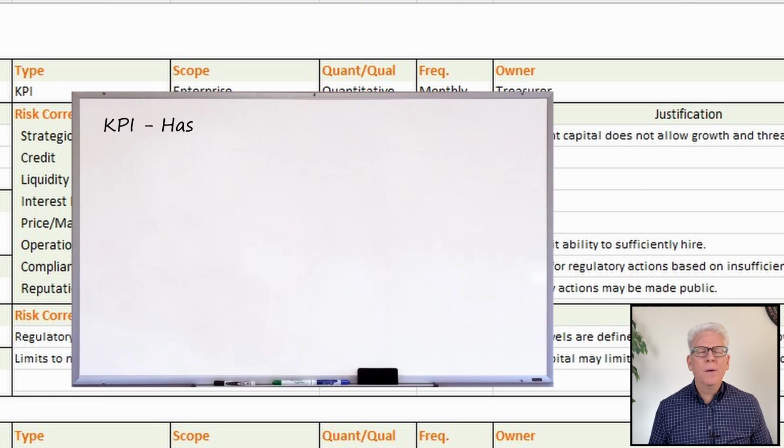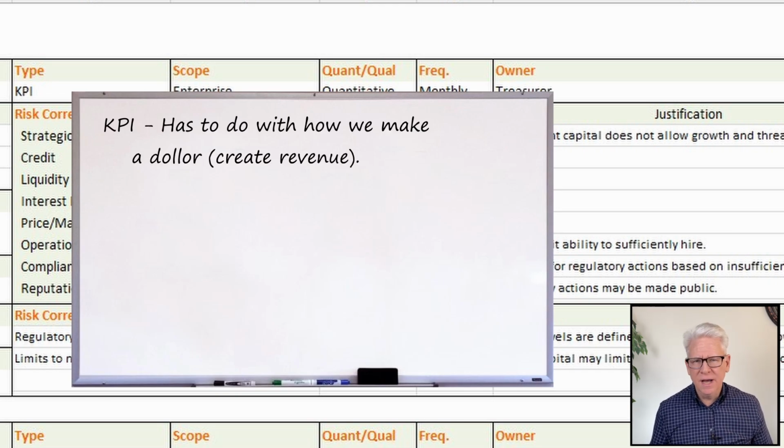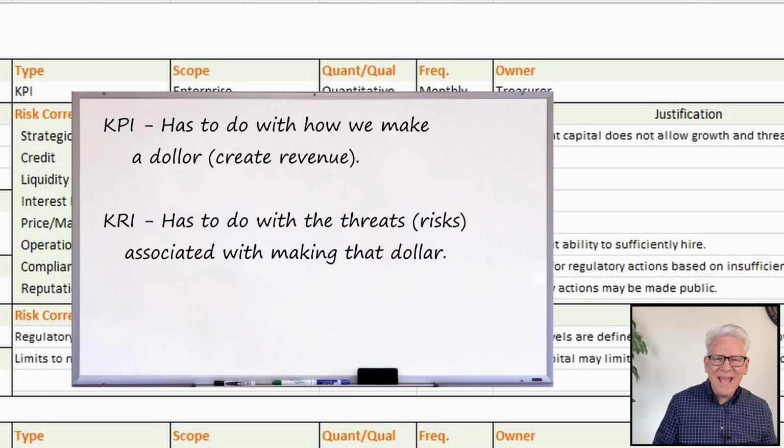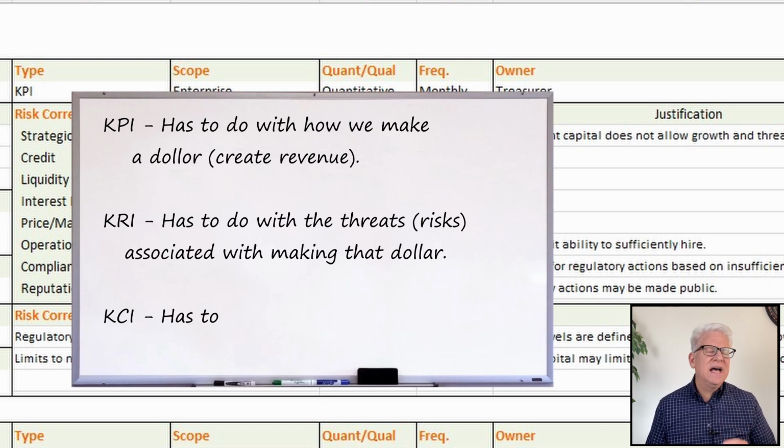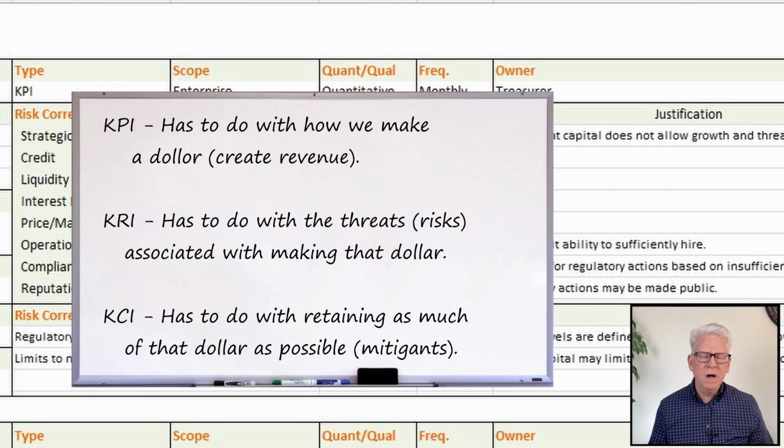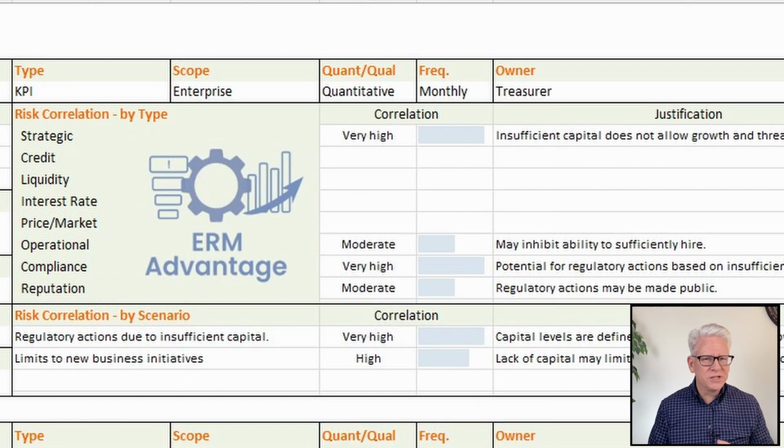If it has to do with how we make a dollar, it's probably a KPI, key performance indicator. If it has to do with the threats to making and retaining that dollar, it's probably a KRI, key risk indicator. And if it has to do with our efforts to retain as much of that dollar as possible, or a risk mitigant, then it's probably a KCI, key control indicator. Again, not perfect, but good enough for what we need to use them for. Again, just don't overthink this. We just want to be able to look at our inventory of metrics and make sure that we're not super heavy in one type while ignoring another.